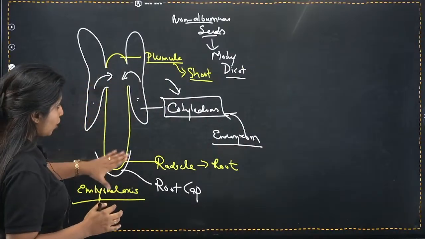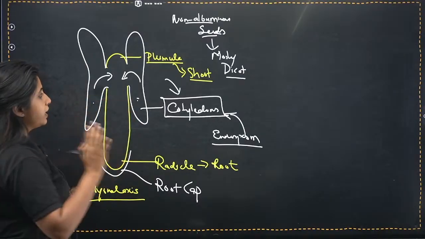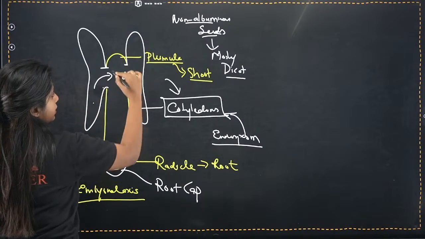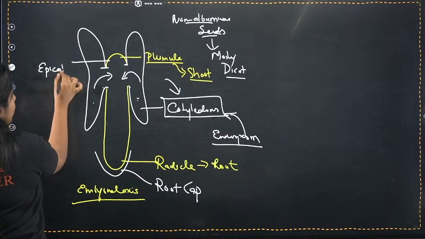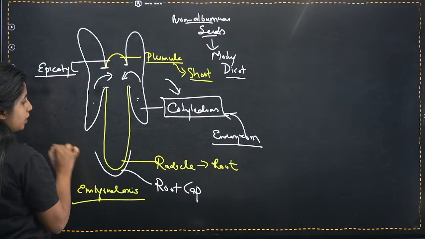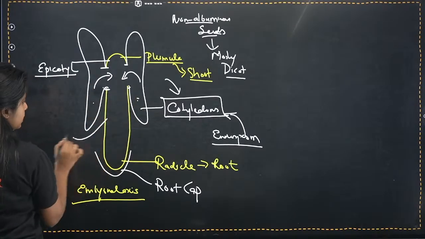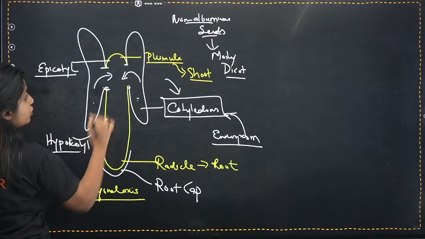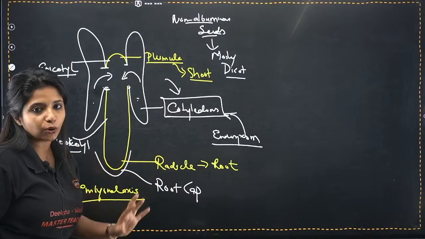Fine, so this is the embryonal axis, you have the plumule, you have the radicle, you have the root cap, you have two cotyledons. Now listen, the point of attachment of cotyledon is right over here. The top portion is known as epicotyl, and the lower portion of the attachment is known as hypocotyl. So you have epicotyl which terminates with plumule, you have hypocotyl which terminates in the radicle or the root cap.